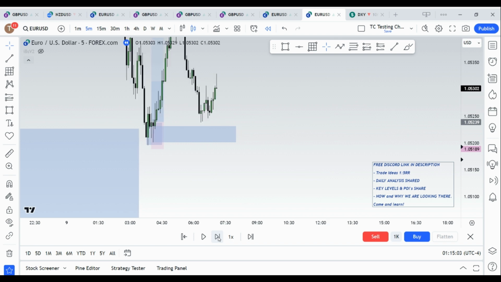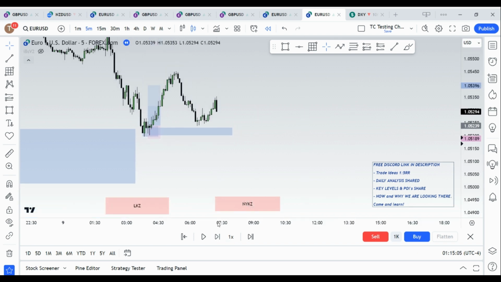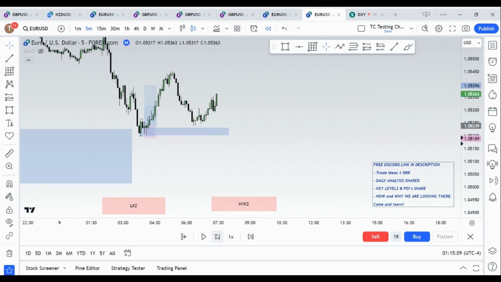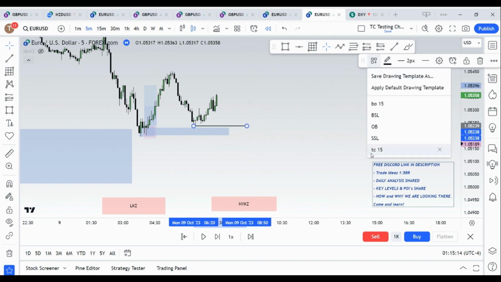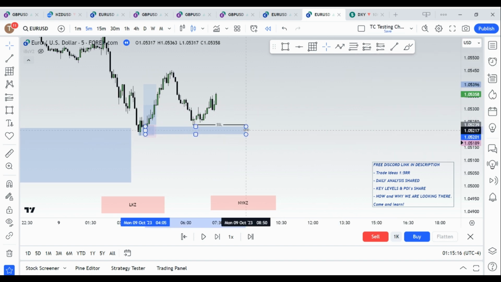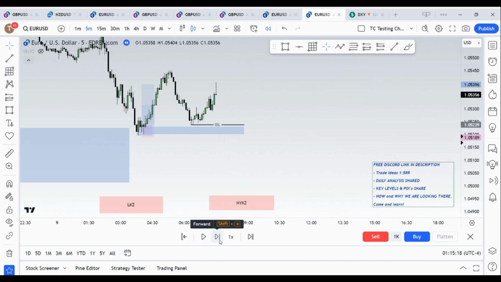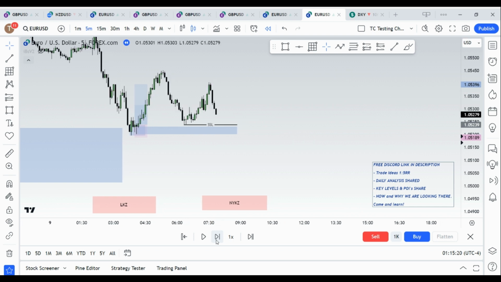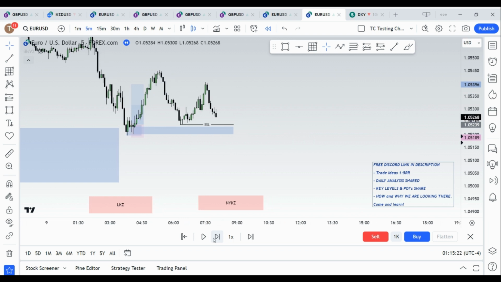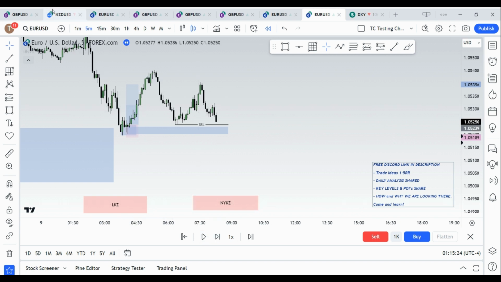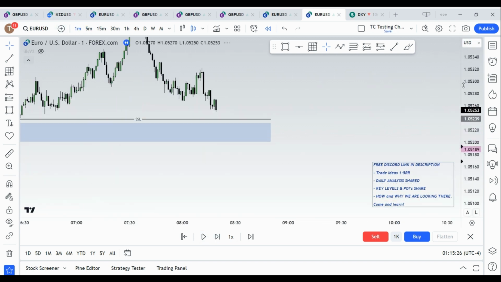So let's bring this on now to the start of New York kill zone, which is here. And we are looking for a liquidation here into our refined zone to then potentially take a long position if it sets up. And as you can see, we are coming in.